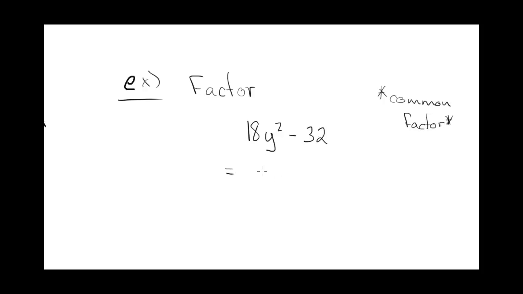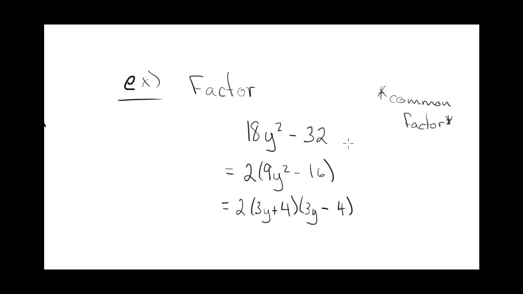So if I common factor first, I can take out a 2. Sorry, 9y squared minus 16. So now I have 9 and 16, which are both perfect squares. So 9y squared would be 3y times 3y. 16, 4, 4. One's positive, one's negative. So by common factoring, that allowed us to factor as a difference of squares. If you didn't recognize that, you wouldn't have been able to do it. So it's very important. Another reason why common factoring is always important to do first.